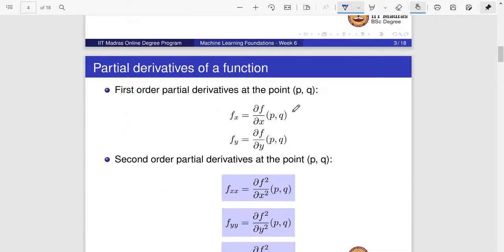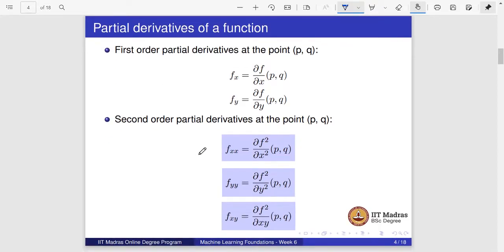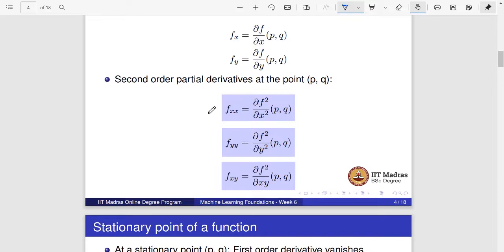The partial derivatives of the quadratic function are calculated at the given point (p, q), and are represented as f subscript x and f subscript y. So this represents the first order partial derivative at a point (p, q). Second order partial derivatives are represented like this: f subscript xx, f subscript yy, and f subscript xy.